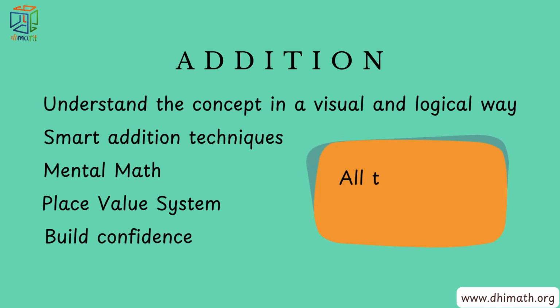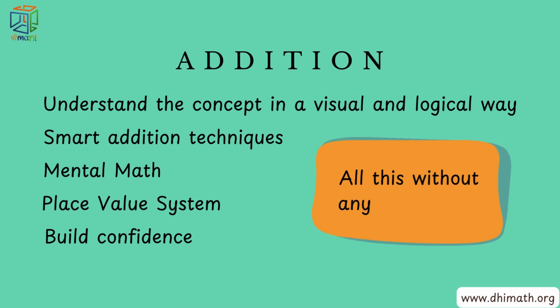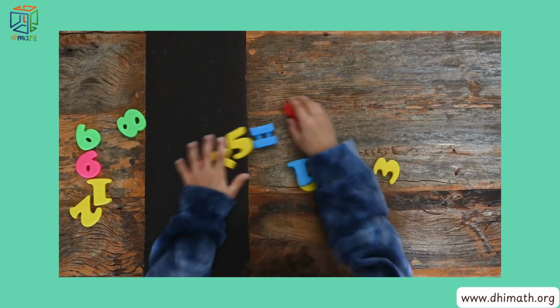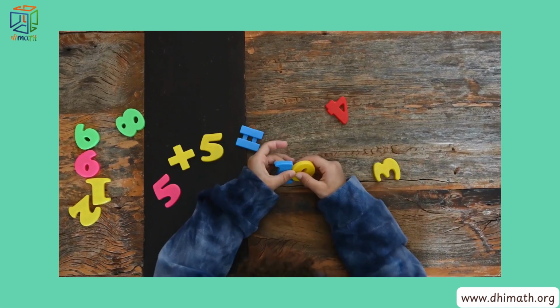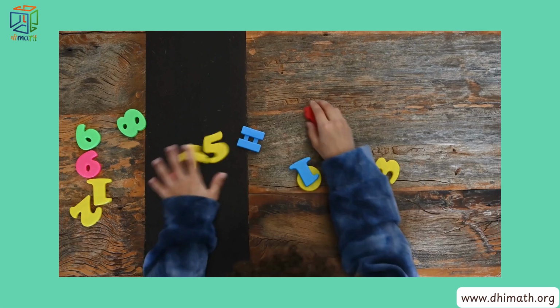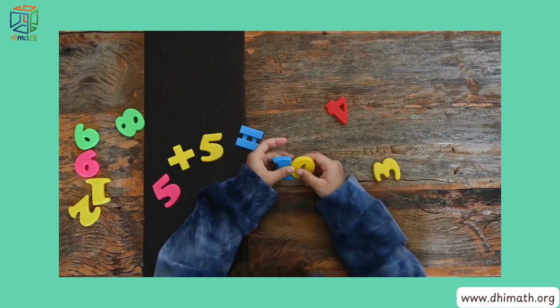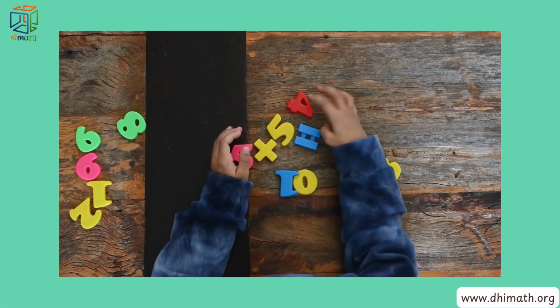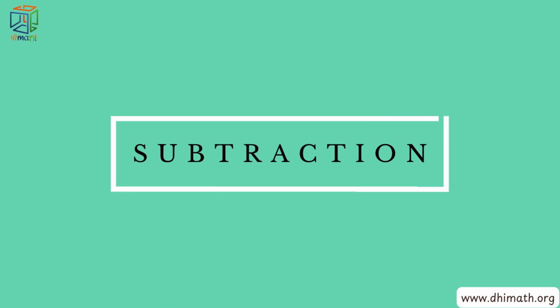And the best part, you don't need fancy tools or special setups for these activities. Only basic materials and a little bit of creativity. Addition is a gateway to understanding the beauty of numbers. By teaching kids smart techniques like make 10 and make 100, we help them see math as a natural, fun and practical skill. Using the same technique, we can introduce the concept of subtraction.